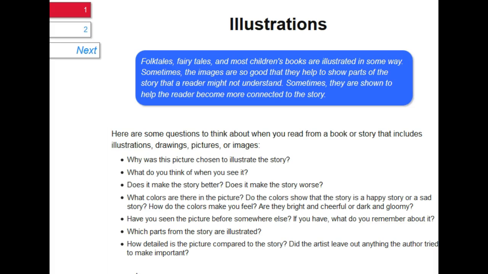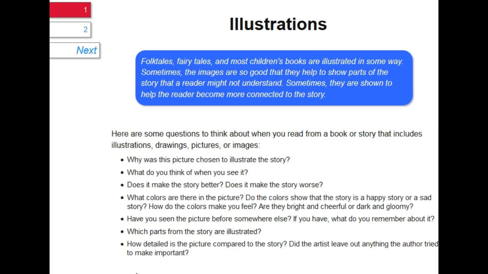What do you think of when you see it? Does it make the story better? Does it make the story worse? What colors are there in the picture? Do the colors show that the story is a happy story or a sad story? How do the colors make you feel? Are they bright and cheerful or dark and gloomy?